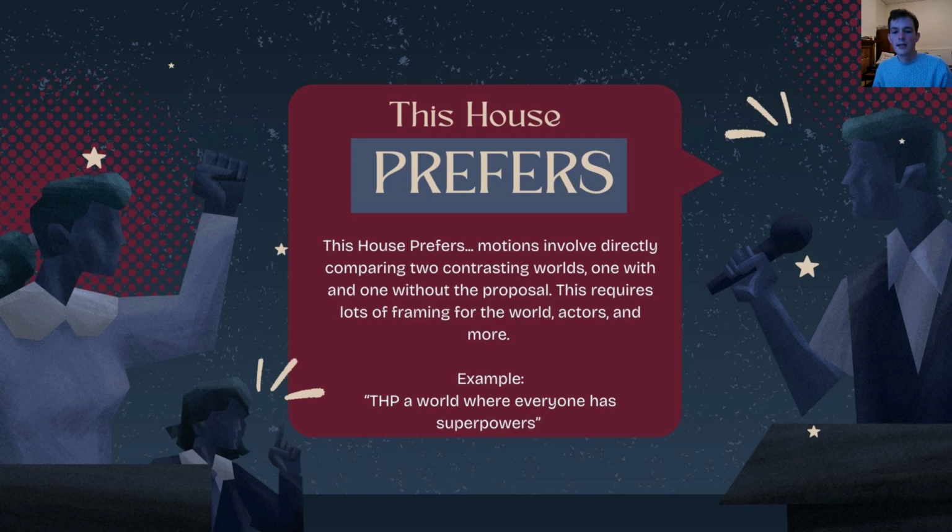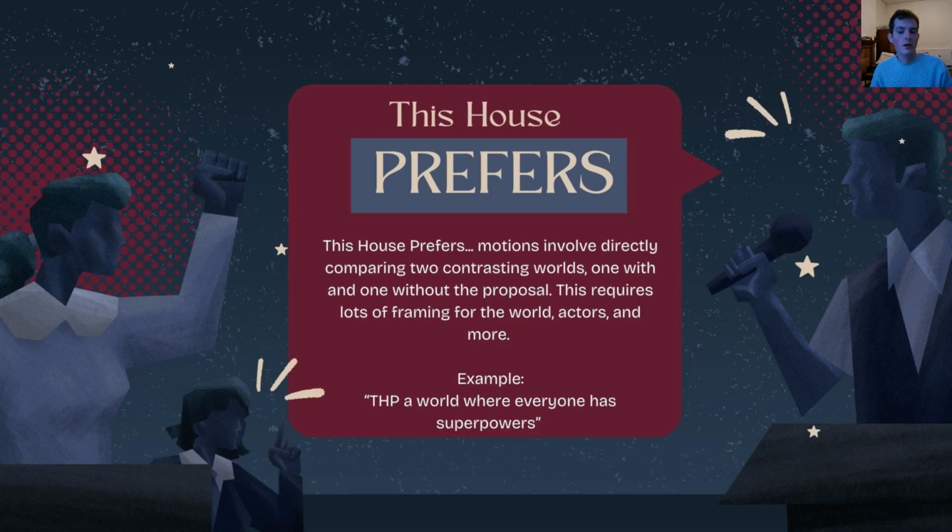A really big example of this is this House prefers a world where everyone has superpowers. So the government bench might say, well, in this other world, humanity can accelerate their development. Humans are going to be far stronger, which means that mortality rates are going to be far lower, and that we are able to accelerate as a species and ensure our survival.